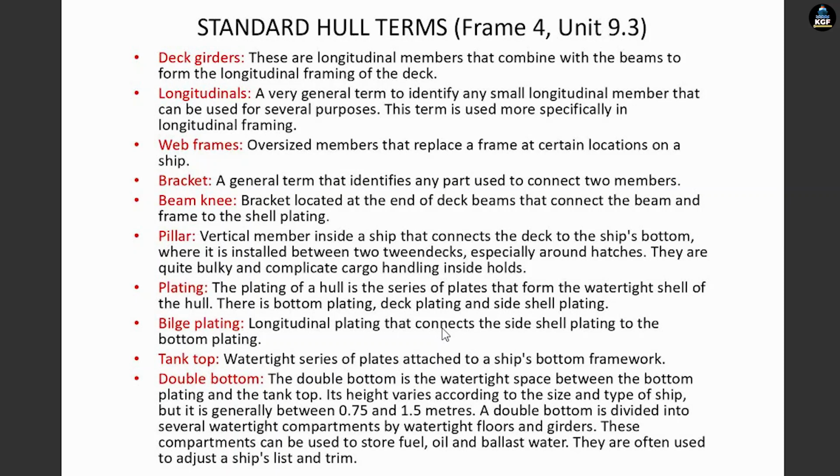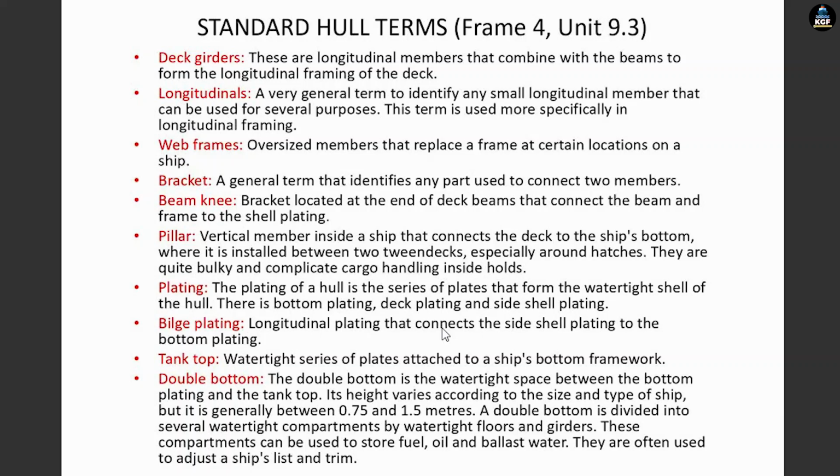I will just go by with their names: deck girders, longitudinals, web frames, bracket, beam knee, pillar, plating, bilge plating, tank top and double bottom. So deck girder stands for the longitudinal members that combine with the beams to form the longitudinal framing of the deck. So guys, longitudinal framing means longitudinal frames run from the forward to the aft. They provide strength to the ship from the forward to the aft, and transverse framing provides the strength to the ship in the port to starboard direction.